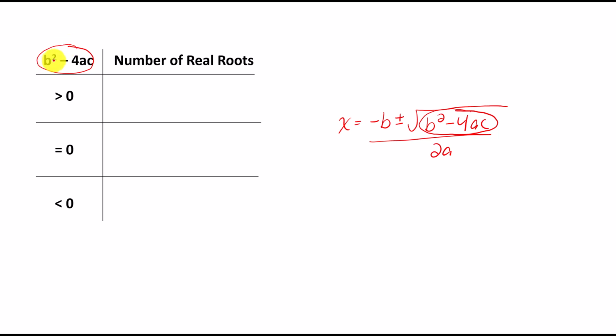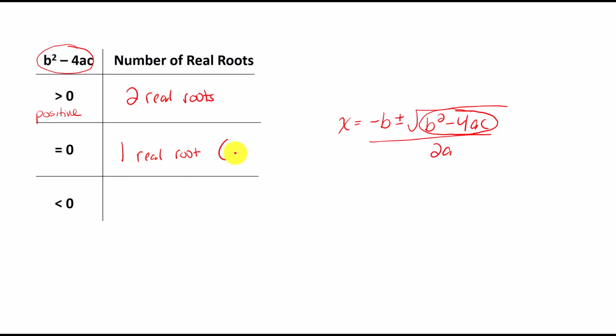So if b squared minus 4ac is greater than 0, which means positive, if that number comes out to be positive, then we know that there are two real roots. Okay, real roots. This year we're not dealing with imaginary numbers, we're only talking about real roots. This only tells us real roots, real solutions, okay? If it's equal to 0, then there's one real root.